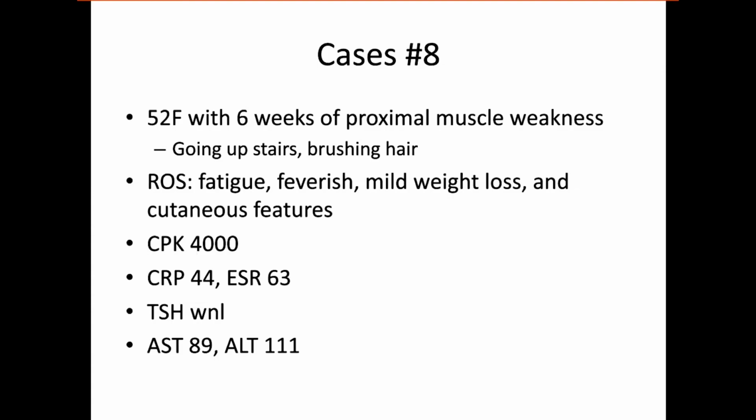She has a CPK of 4,000. She has elevated inflammatory markers. And then again, she has this AST and ALT that are elevated, but this is probably a muscle source, as we kind of talked about before. So again, this is a good story for dermatomyositis, right? It's a good story for an inflammatory myopathy.